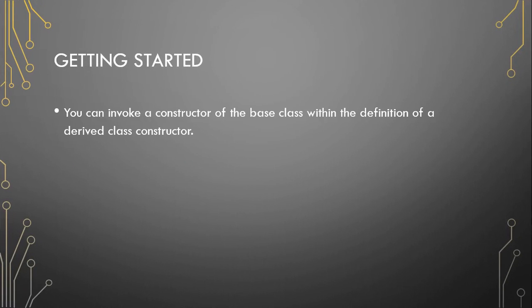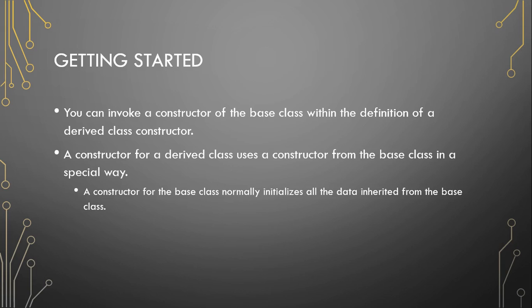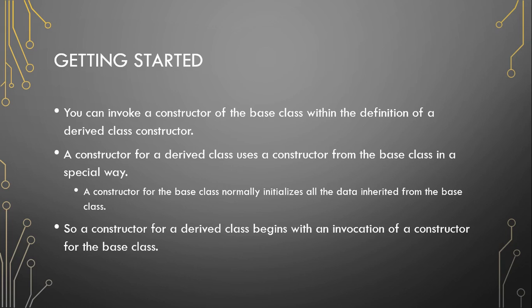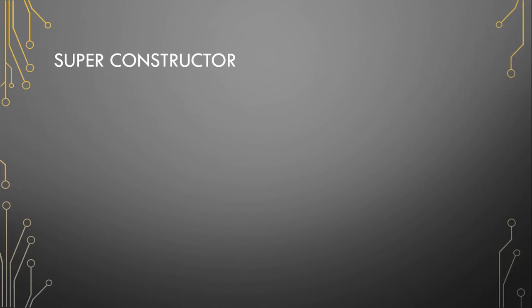So getting started, we can invoke a constructor of the base class within the definition of a derived class in a constructor. Now, a constructor for a derived class uses a constructor from the base class in a special way. That constructor for the base class normally initializes all the data inherited from the base class. So a constructor for a derived class begins with the invocation of a constructor for the base class. Right, and this is done with the superconstructor. We've actually seen the superconstructor in action.